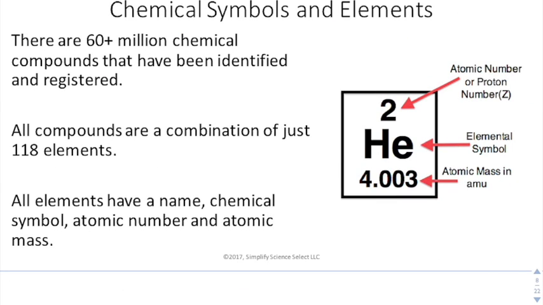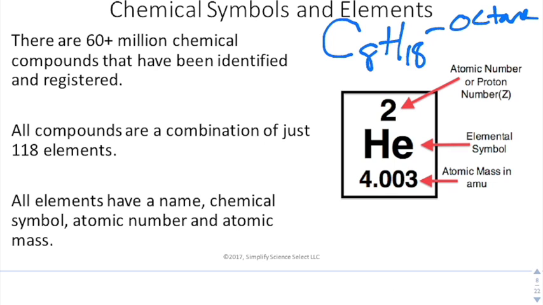Chemical symbols and elements. So there are over 60 million chemical compounds that have been identified and registered. As an example of that, you could have something like this: C8H18. That right there is octane. And octane is the primary ingredient in gasoline. If you notice, you wouldn't find octane on the periodic table.